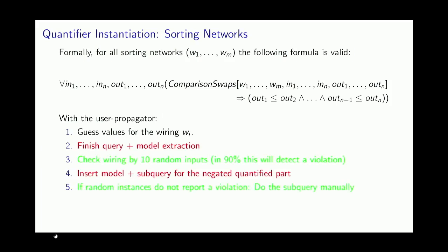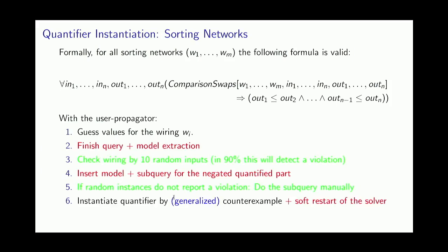But if these random instances do not report a violation, we don't know whether the sorting network is correct or whether there is some harder to find violation. So in this case, we then spawn a new Z3 solver and check the satisfiability of the formula. And then if it's unsatisfiable, we indeed again found that this formula is correct. We found a sorting network, everything is fine.